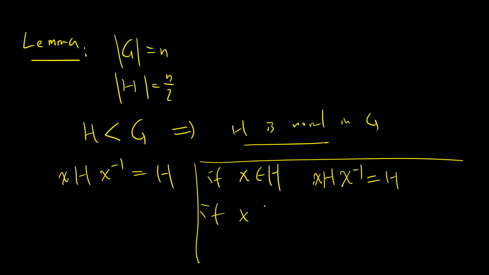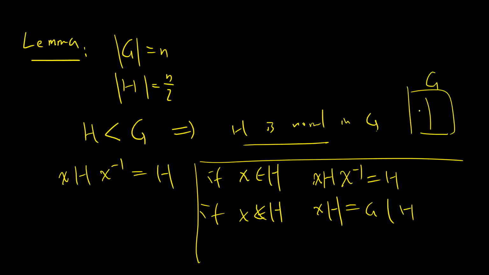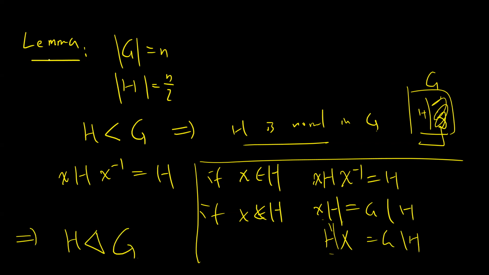If x is not in H, then xH cannot be H, and actually xH is another coset. G just has two parts, right? This is H, so xH must be the other part if x is not in H. It's the same argument for Hx, so Hx must also be the other part. So they are the same, which means H is normal in G. So I should say it's just some stupid appendix.